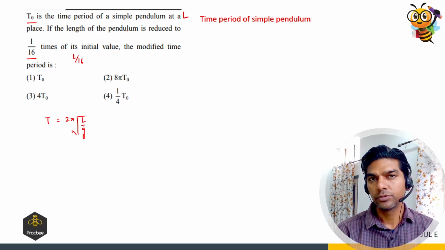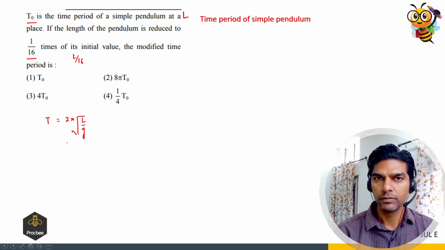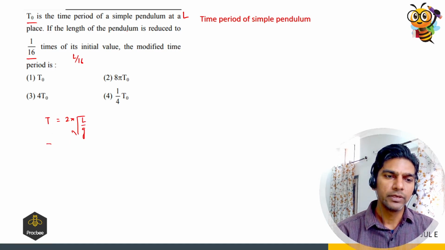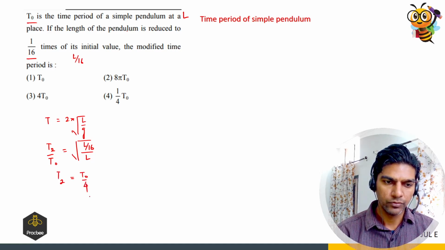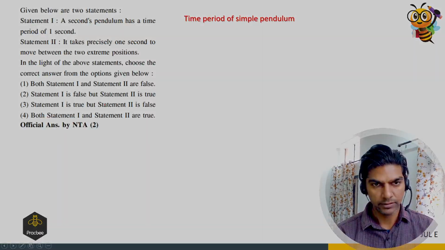So it is directly proportional to the square root of the length for given acceleration due to gravity. So we can say T2 by T0 will be equal to root of L by 16 divided by L. From this we can say T2 comes out to be T0 by 4. So option 4 is the right answer.